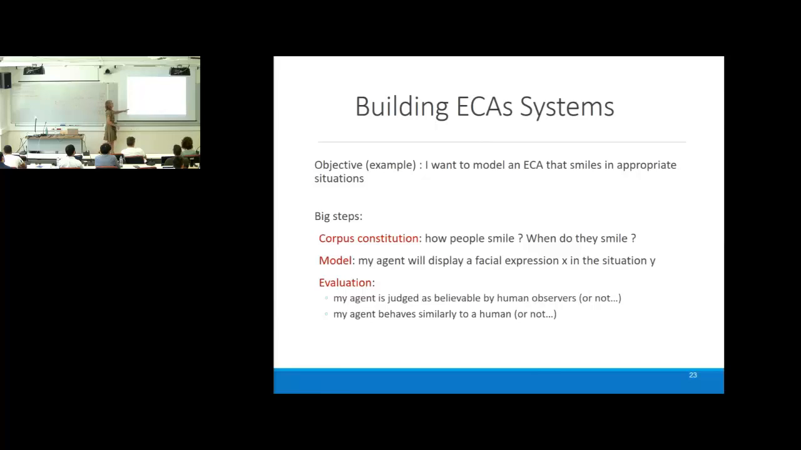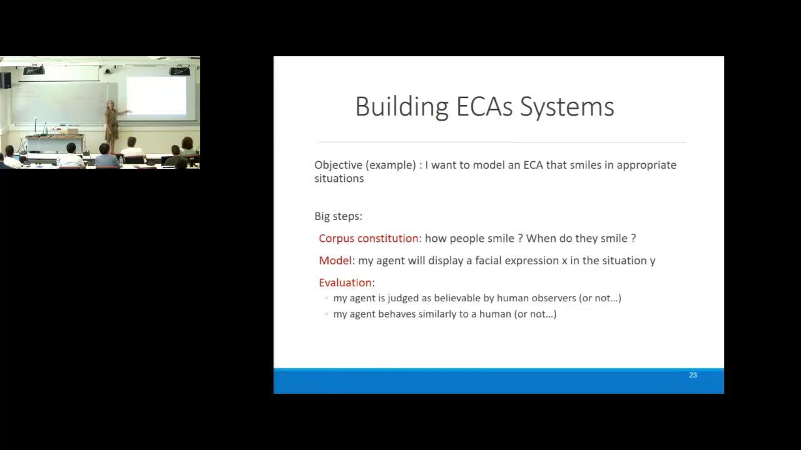So the objective is that I want to model a virtual agent that is able to smile in an appropriate way. You don't want to have the agent smiling all the time, but you want it to smile in proper manners. So the big steps are: you gather the corpus, you analyze it to understand how people smile, when they smile, which smile they use, and all that. Then you implement it in your agent, and after you evaluate it.